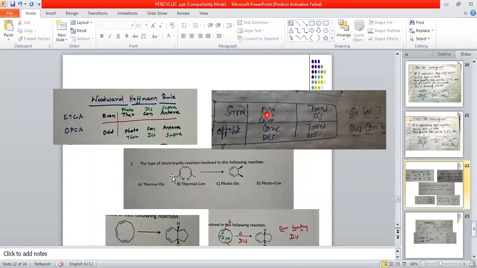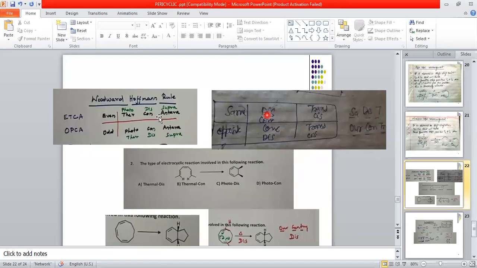If from the opposite substituent you are getting a cis type of product, it means there will be dis rotation. Either your answer may be a cis. Dis rotation, dis rotation. Now we have to identify whether the condition will be thermal or photochemical.